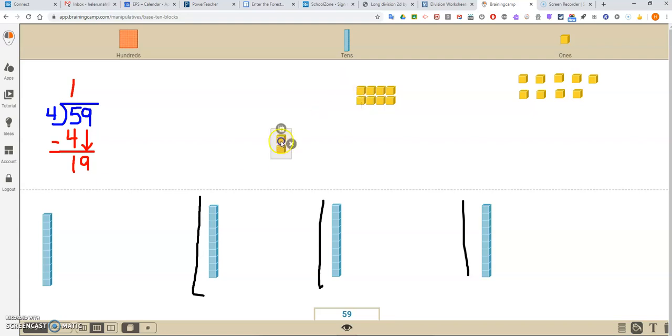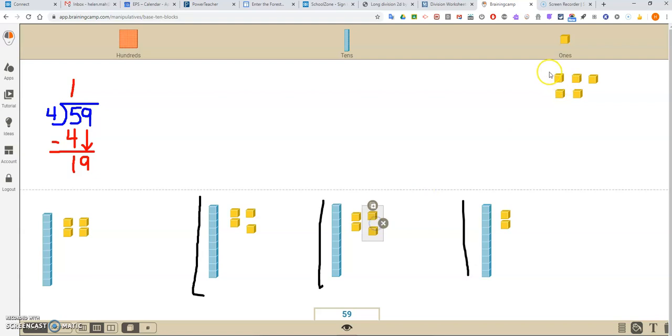I'm going to start with 2s. That seems manageable, right? So we'll put 2 here, 2 here, 2 here, 2 here. Oh, we still have more, so I'll put 2 more here, 2 more here, 2 more here, and 2 more here. Okay. I only have 3 left, but I have 4 groups, so clearly that's not going to work. I'm going to leave those for now.